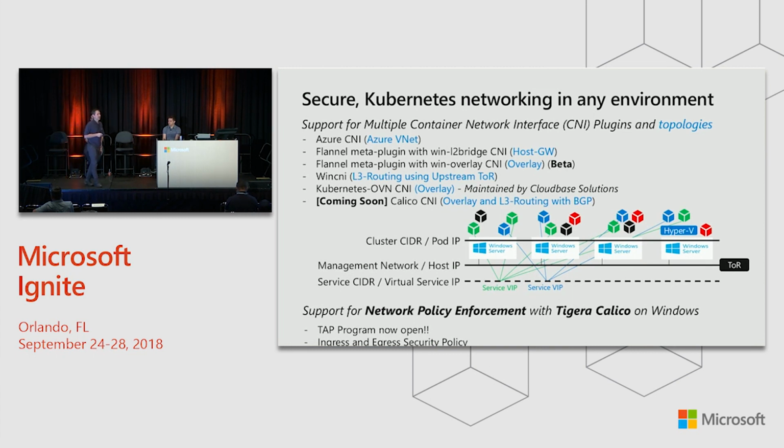One thing I'm really excited to introduce today and announce is support for network policy enforcement with containers using Tigera Calico on Windows. Tigera is a market leader in the space of network policy and has really written the definition for what ingress and egress security policies look like in Kubernetes. And so we've been partnering closely with that customer, and we're happy to announce an early adopter TAP program for anybody who is interested in providing not just network connectivity, but also network security for ingress and egress.